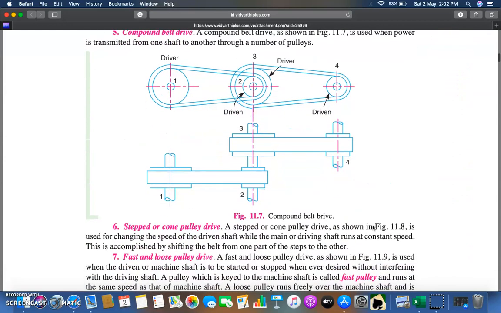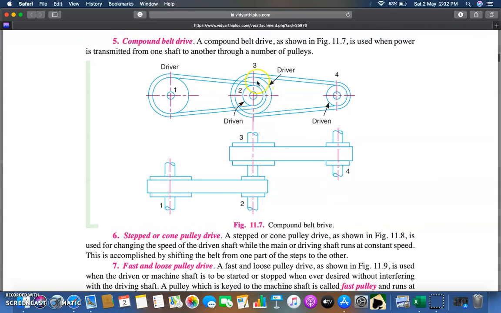Compound belts you can also use, meaning a pulley is there inside a belt, then another pulley is there inside a belt, which will be used to transmit power from 1 to 2, and 2 will transmit power to 3, and 3 will transmit the same power to 4. In this way, this is a compound arrangement of belt drives.